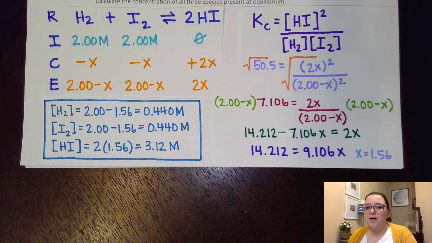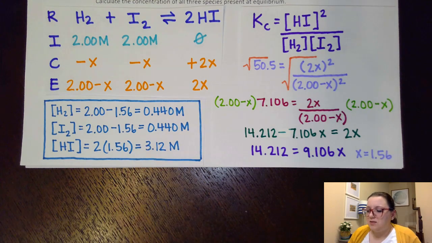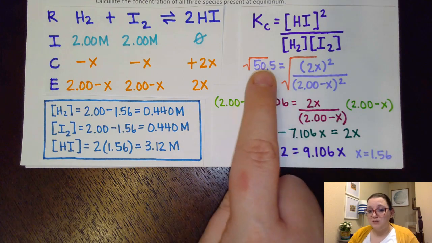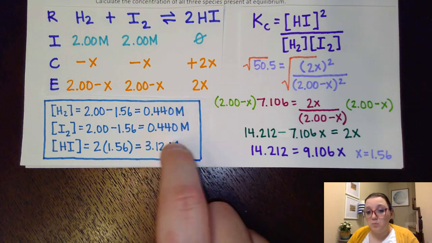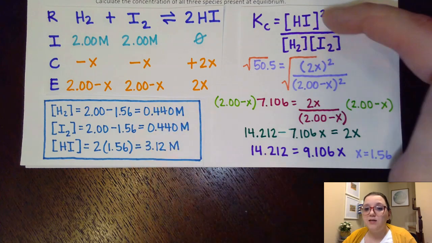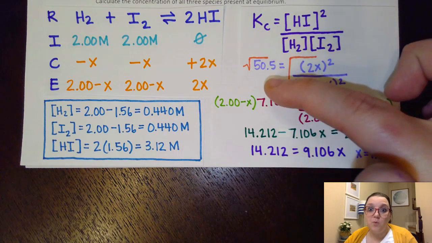Now, at this point, I always ask myself, do my answers make sense? With that product getting really, really big, that makes sense because that would support a Kc that's larger than 1. We know if it's larger than 1, then that should be product favored. But one of the other ways that I can double check this is by taking these numbers, plugging them back into here and seeing if it gets me a Kc value of 50.5.